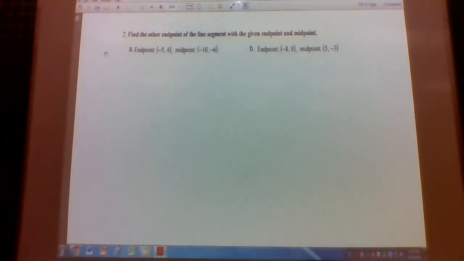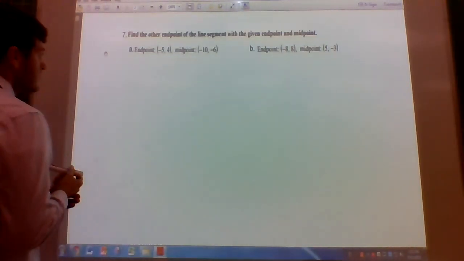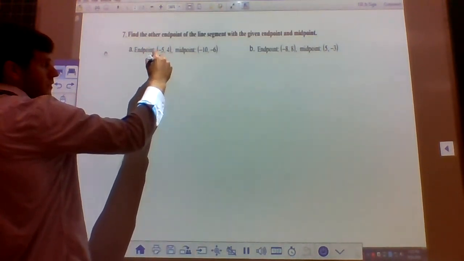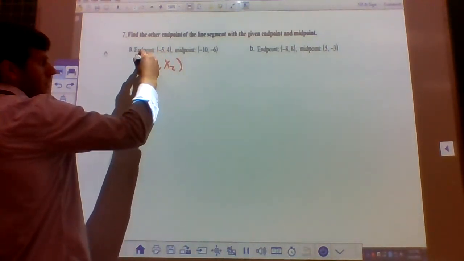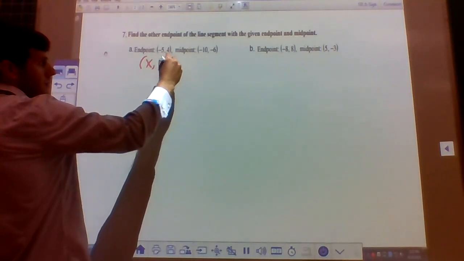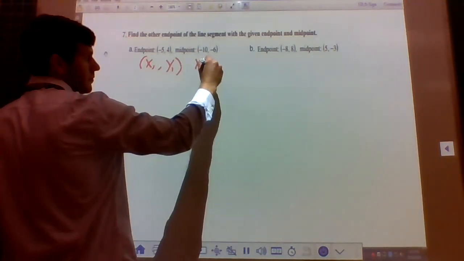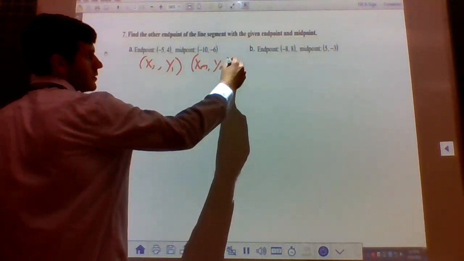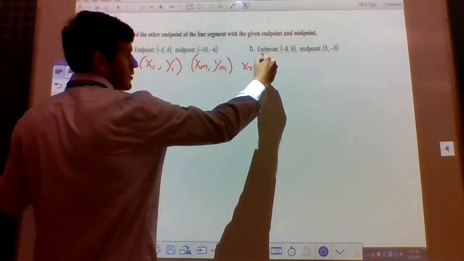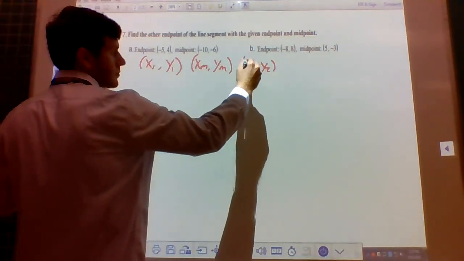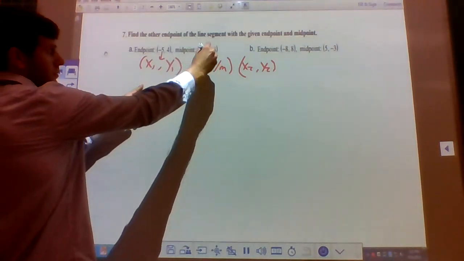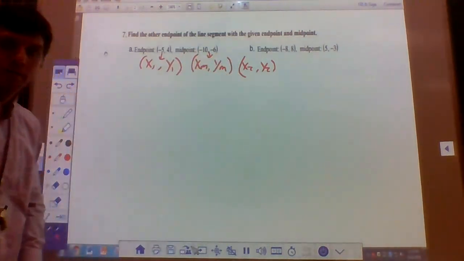Okay, find the other endpoint of the line segment with the given endpoint and midpoint. So we have an endpoint and midpoint, and we want to find the other endpoint. Let's write it out here. This is an endpoint, we'll call this one x1, y1. We'll call this one xm, ym, because it's the midpoint. And then we need to find x2, y2.